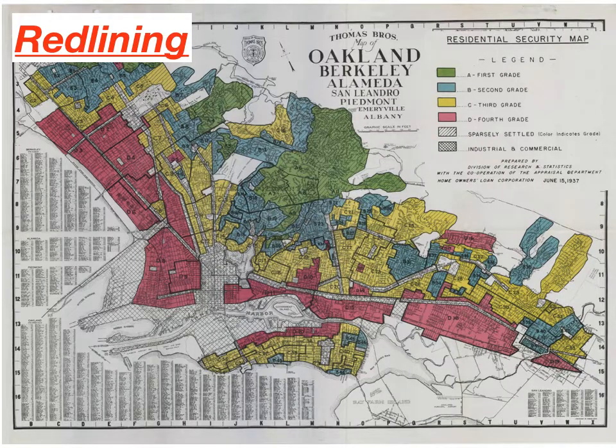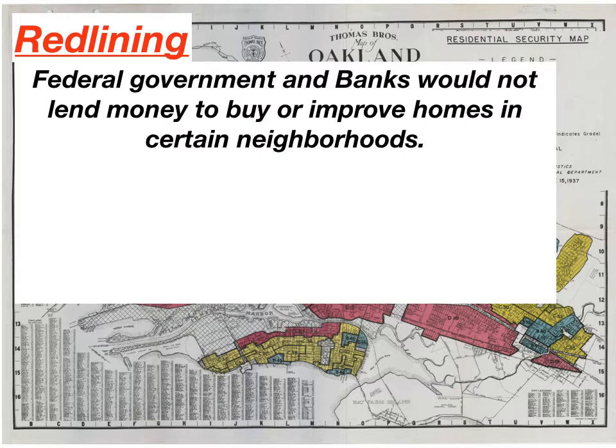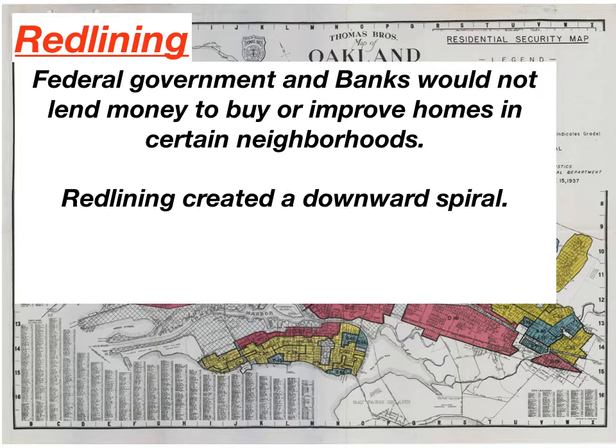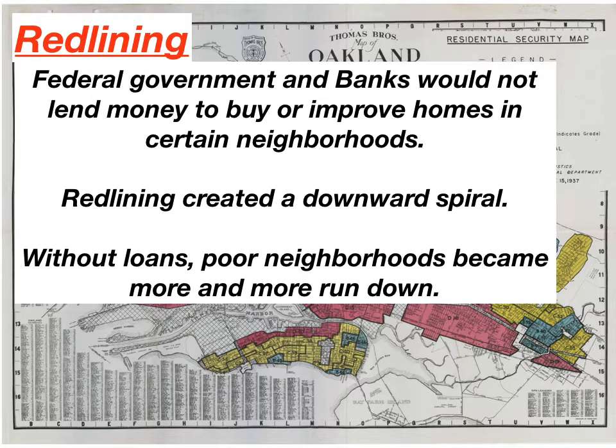However, another map, last one was San Francisco, this one is Oakland, and these maps were drawn by the federal government and used by the federal government and banks, and they would not lend money to buy or improve homes in specific neighborhoods. And we can see those neighborhoods are red, and that's why it's called redlining. Redlining creates a downward spiral, and the reason being, without loans, poor neighborhoods became more and more run down. This leads to the decline of the American city.